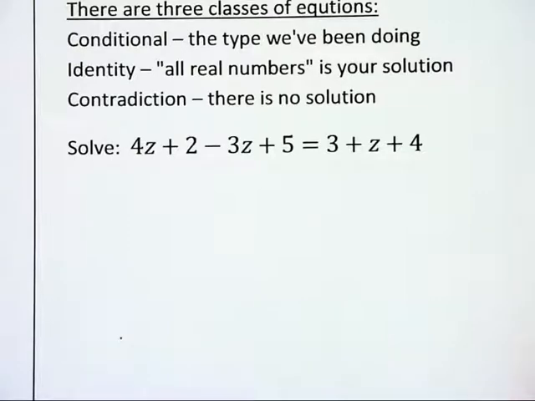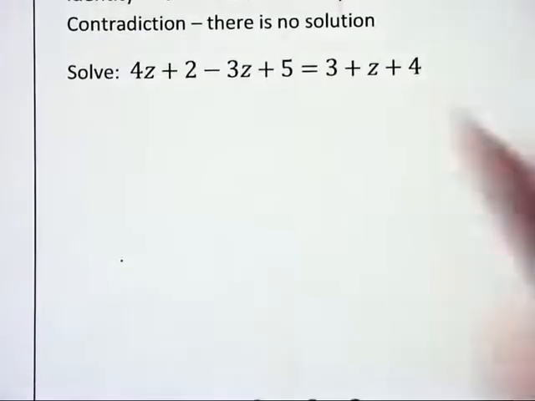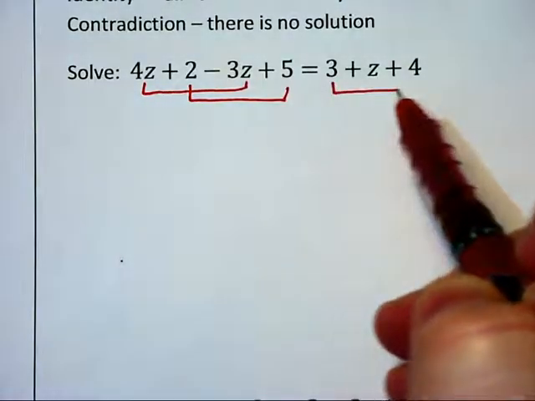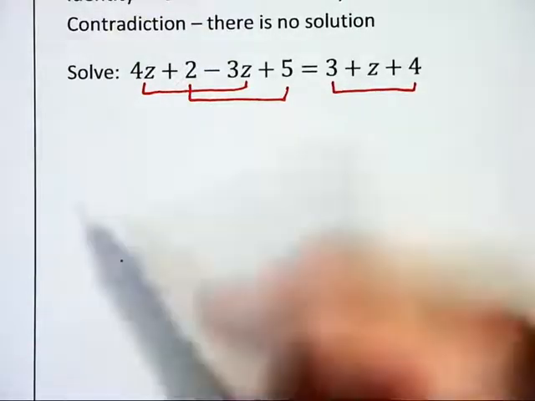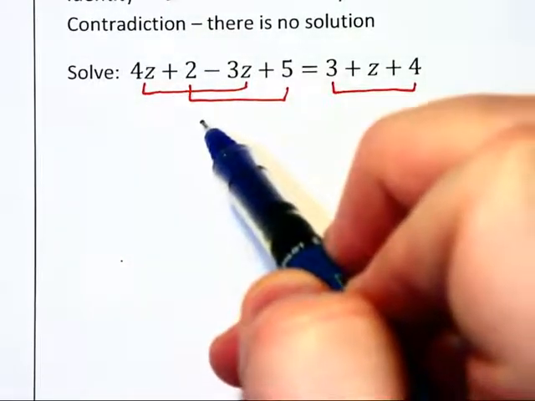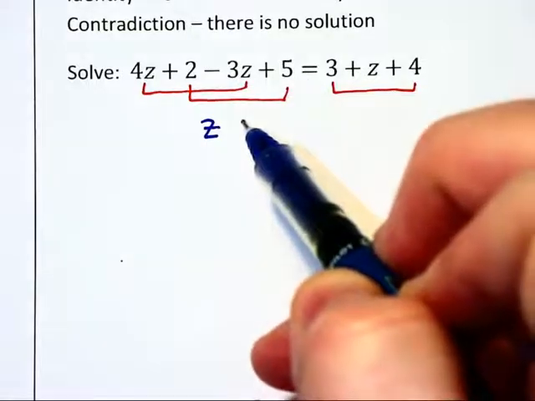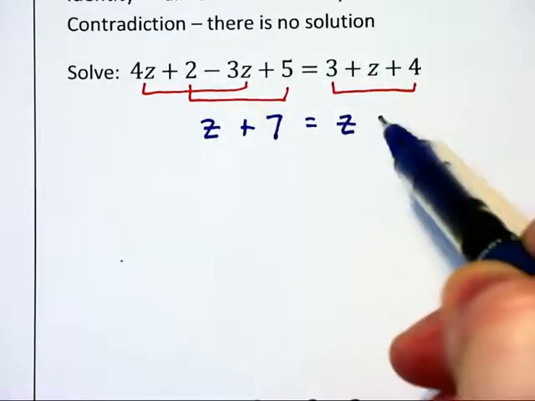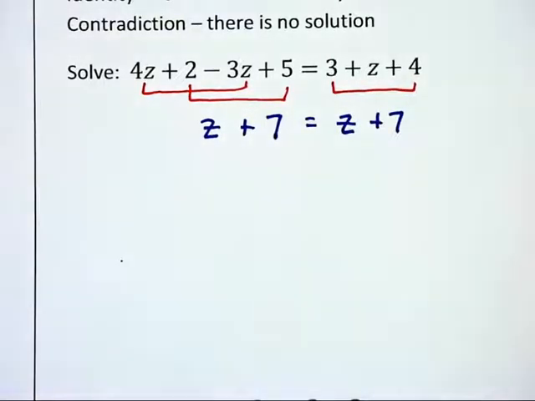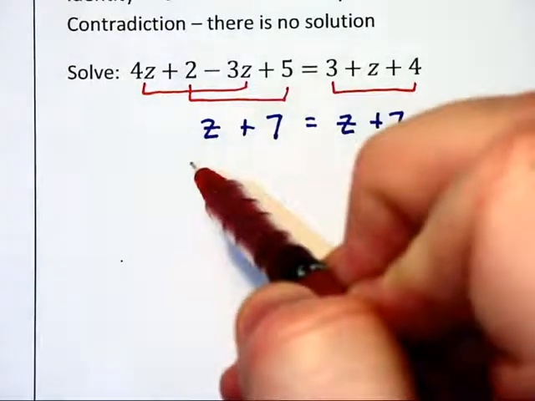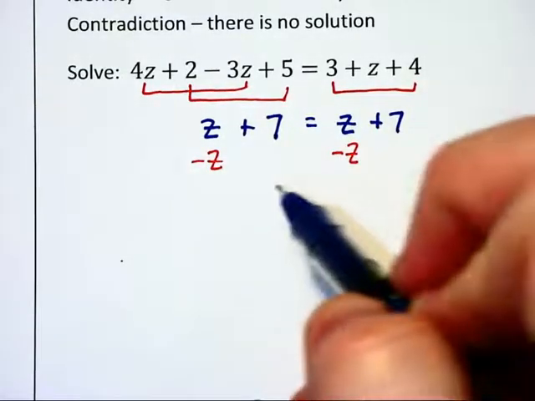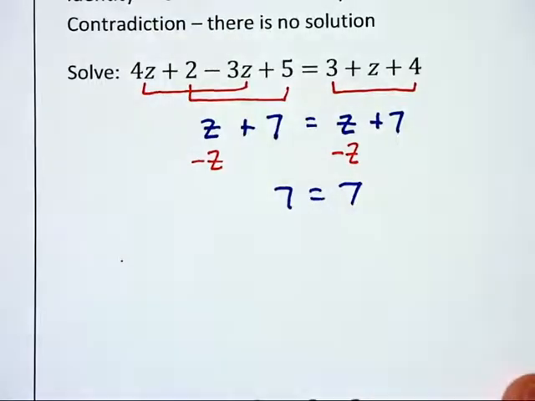Let's start, there's no parentheses, so let's start by combining like terms. On the left, we've got 2 sets of like terms, and on the right, we can combine the constant terms together. So 4z minus 3z is 1z, and 2 plus 5 is 7, so z plus 7. On the right, I have a z already, and then I have a plus 7 when I add the 3 and the 4 together. Now obviously we see that both sides are the same, but let's say we subtracted z on each side. We would then have 7 equals 7, which is a true statement.